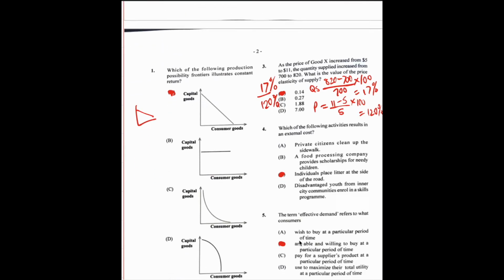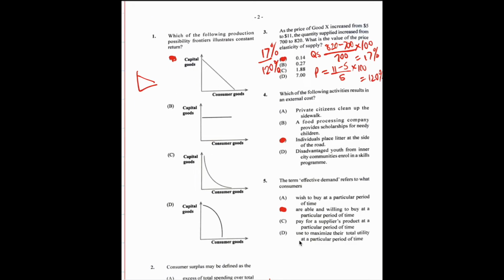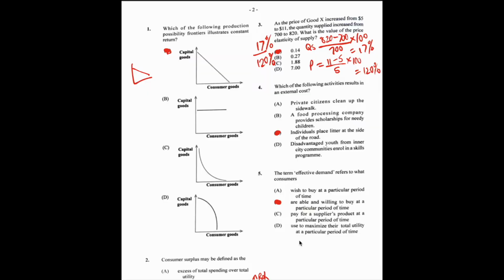1. Which of the following production possibility frontiers illustrates constant return? And that's simply A. We're looking for a diagram that looks like this, what I drew, which is A.